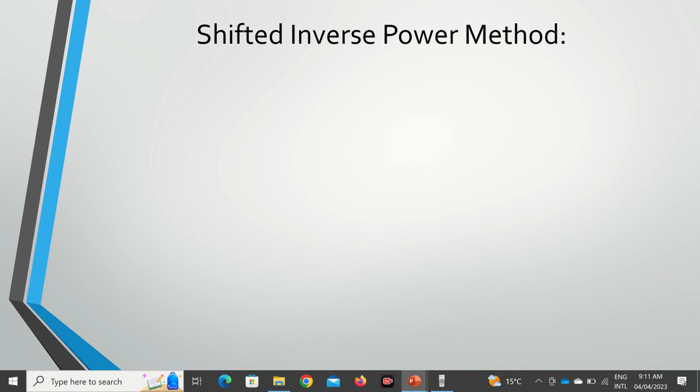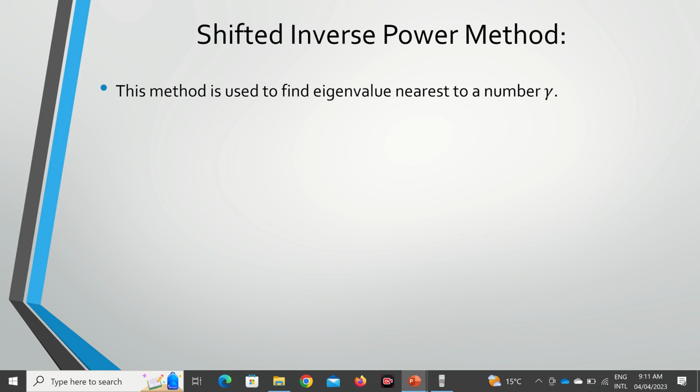That is the shifted inverse power method. This method is used to find an eigenvalue near to a number, relative to a number. Okay. So let's suppose we are interested to find an eigenvalue nearest to a number gamma. Okay. For that purpose, what do we do? Lambda minus gamma will be the smallest eigenvalue of what? You see, let me do that.